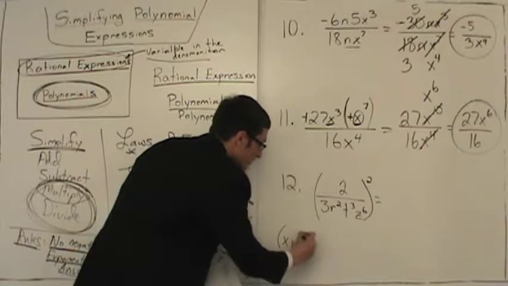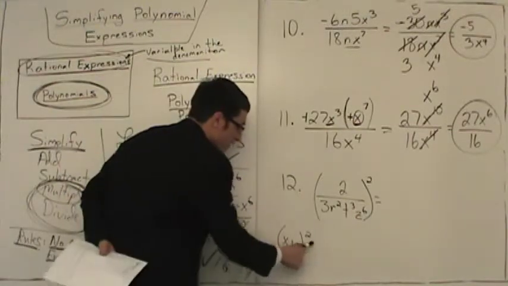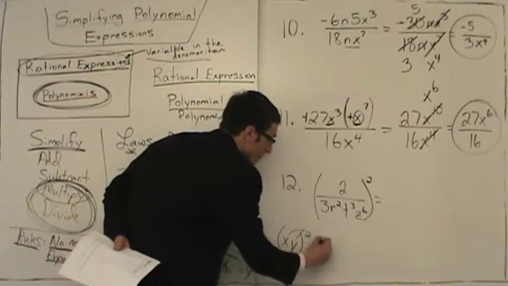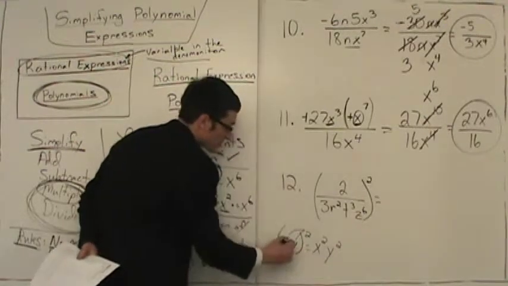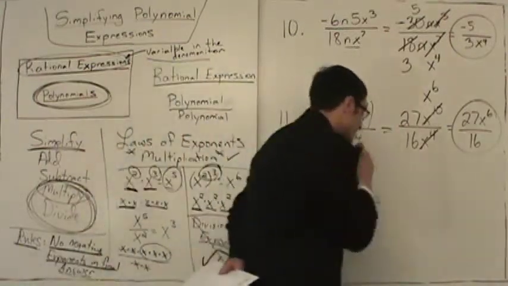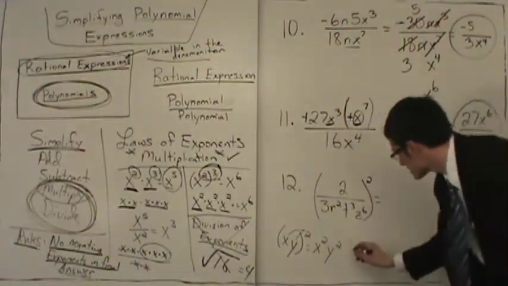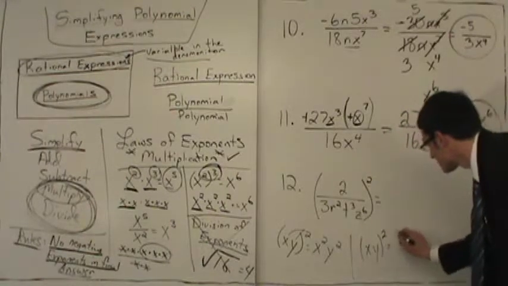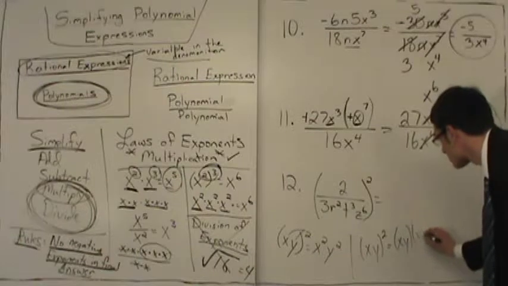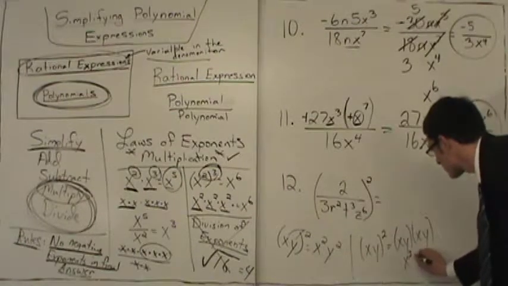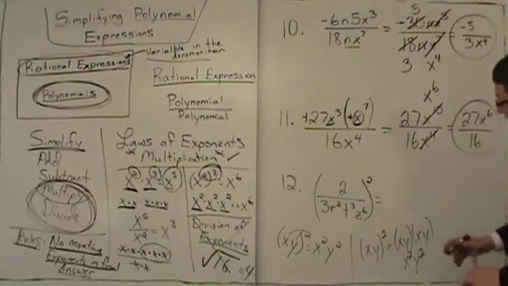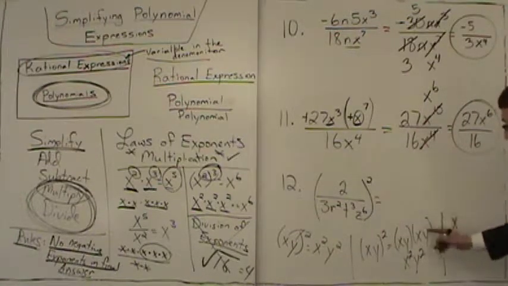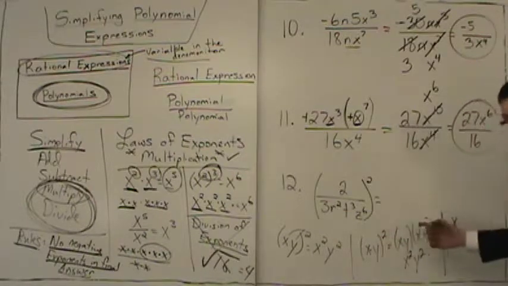xy quantity squared. Does the exponent affect the x and the y? Yes, it does. Because, well, we end up with what? X squared, y squared. Because exponents, we say, distribute over multiplication. Now, why is this the case? Well, because if I write xy quantity squared, this is equal to xy multiplied by xy, which is x squared, y squared. Now, do exponents distribute over multiplication? Yes.